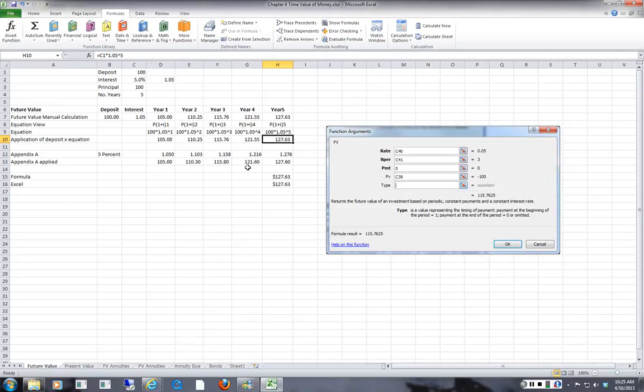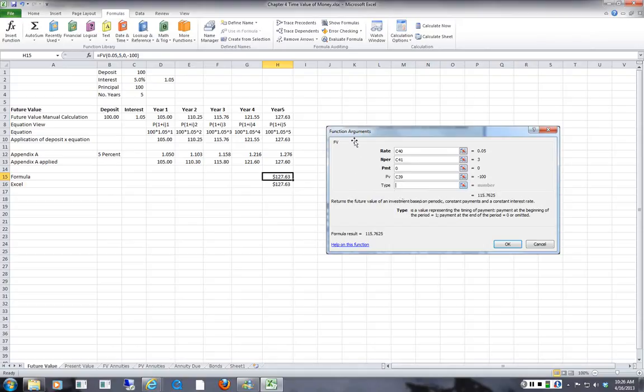Now, another way we can do that, there's an appendix. There's an index we can use to follow along, and I'm not going to do that here because our author in this text wants us to learn how to do this calculation not using the appendix.